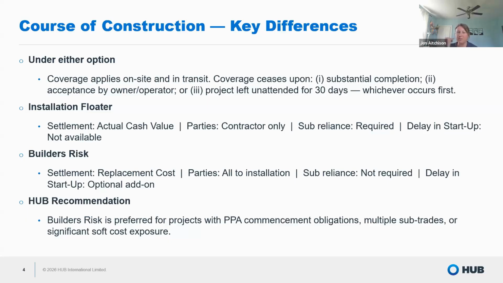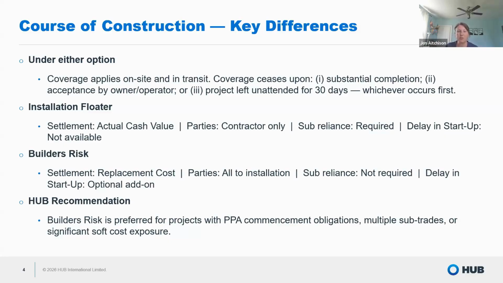The installation floater, as I mentioned, is settled on actual cash value, and the only party covered is the contractor. So if you're using subcontractors, you either have, or I should say should, carry a builder's risk so that it covers everybody, or make sure that you're getting certificates of insurance from your subcontractors and that they're carrying their own installation floater to cover property while they're working on it. And delay in startup is not available under an installation floater scenario.